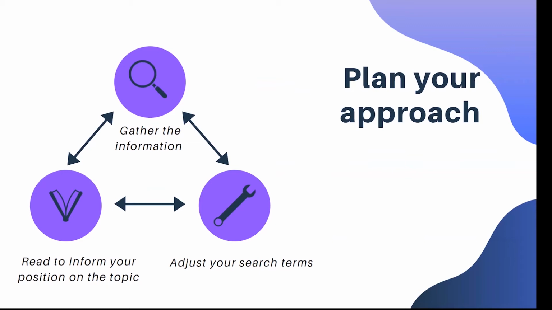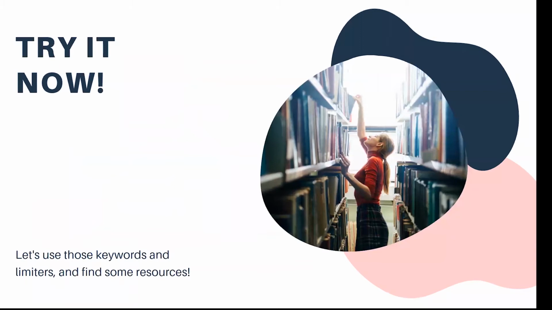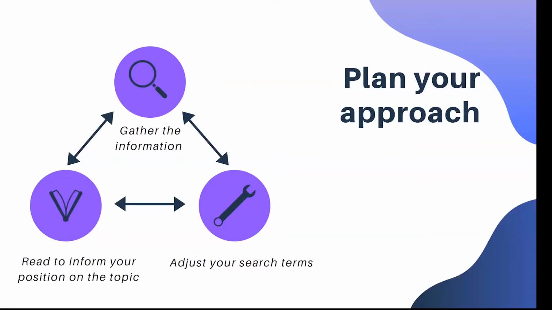So we're going to gather that information. Then you're going to read some of that information to inform your position on that topic. Okay, so you might begin to see that the impact of social media has been that Twitter is more heavily used than, I don't know, historical methods of business marketing. And so that sort of background reading is going to help you plan your actual discussion, and it's also going to help you adjust your search terms.